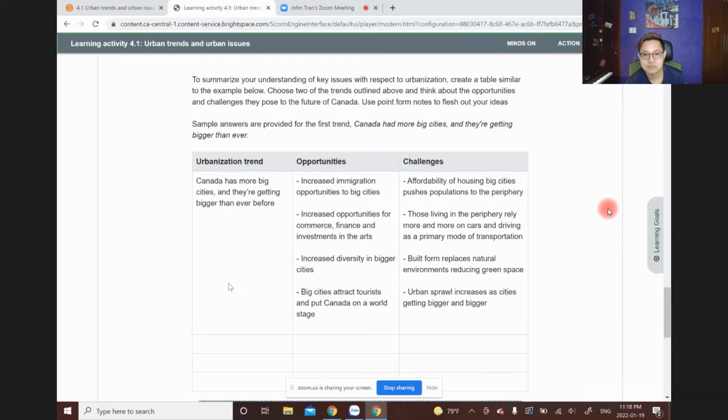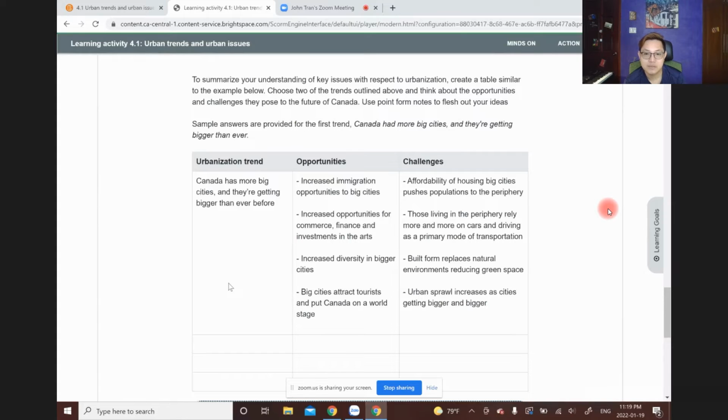Big cities attract tourists and put Canada on the world stage. Tourists are people who just go there for a few days, maybe a few weeks, to learn about the city. They just go there to have some fun.